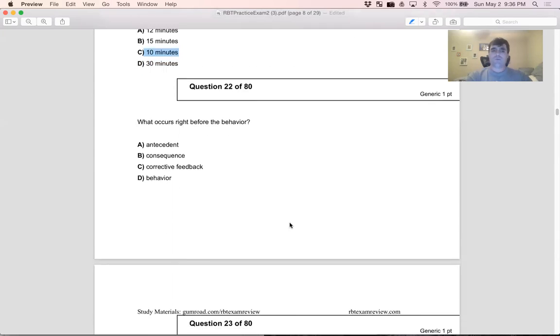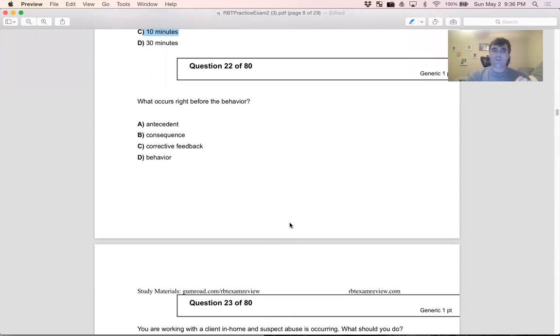All right, 22. What occurs right before the behavior? Easy question. Look, not all the questions are hard. They're going to put some difficult ones on there, but if you study, the test can be pretty easy. So not all questions are hard. When you get an easy question, you want to be able to answer it very quickly so you can move on, and save yourself time and mental energy for the harder ones. So this question is very easy and one you should fly through.